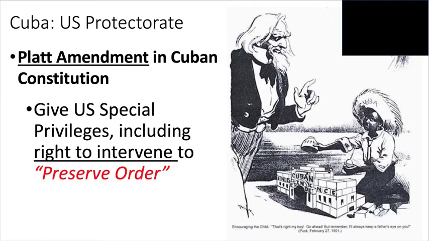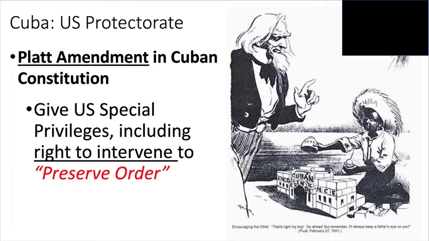We force the Cubans to insert this into their own constitution. And what does this Platt Amendment do? It does a few things. First, it gives the United States special privileges, including the right to intervene to preserve order. So what does that mean? That means if anything goes wrong in Cuba, America has the right to go to Cuba and straighten Cuba out.